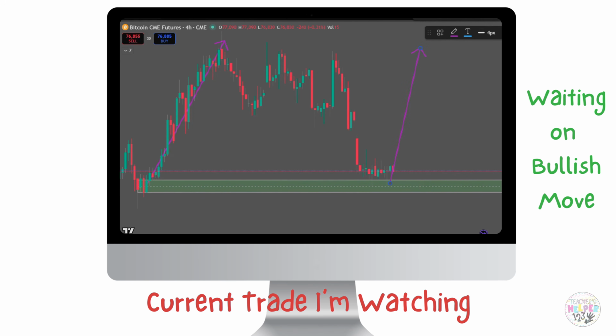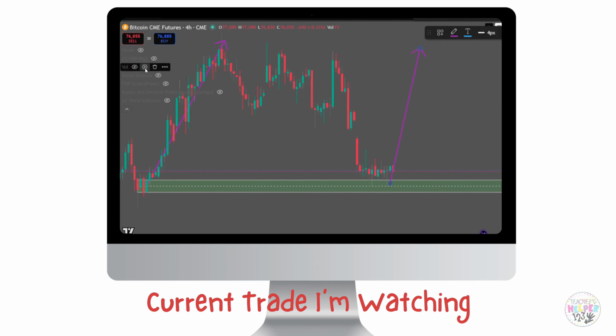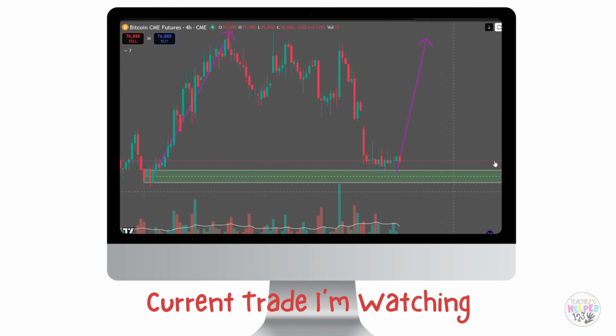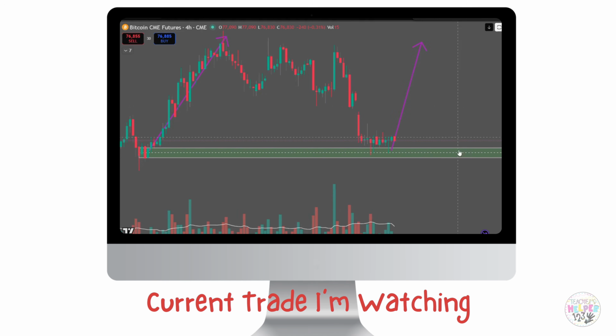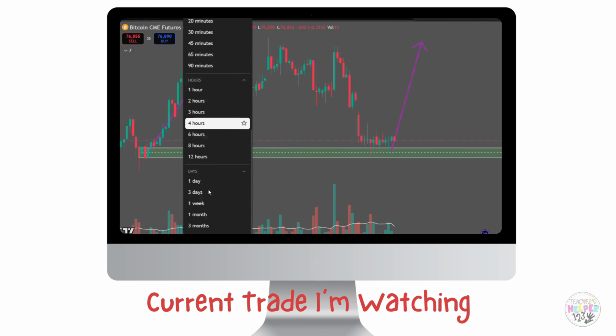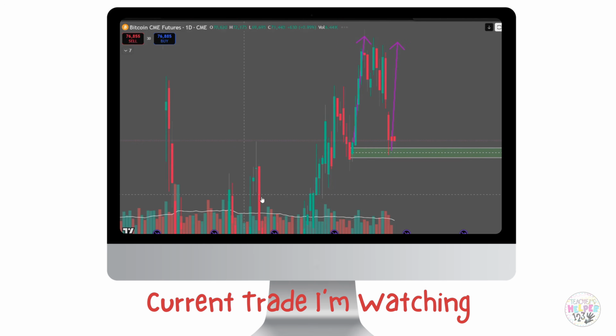And how do I figure out when that move happens? Well, I look at volume. Remember, in a previous video we talked about volume. If you're unsure of that, you can check out my volume video. But I'm looking for above average volume. So right here we have this white line at the bottom, and I'm looking for a candle to be above that, above average. But I wouldn't look at the 4-hour, I would actually go to the daily.